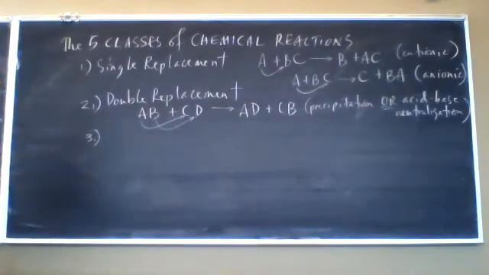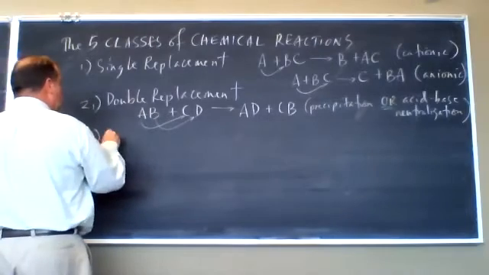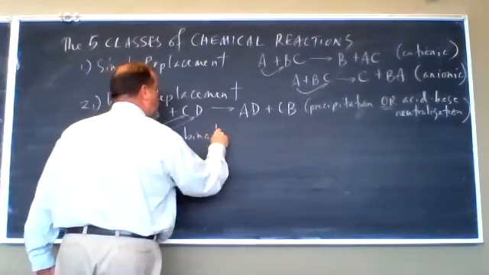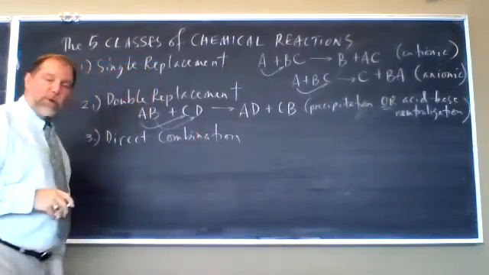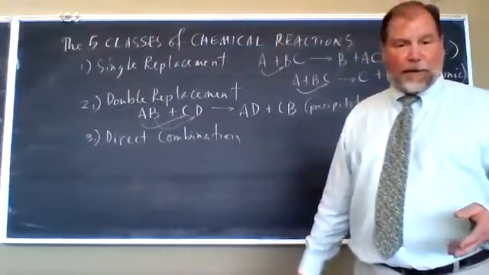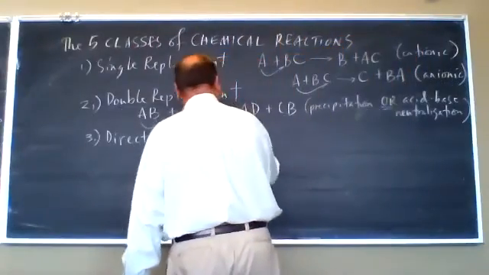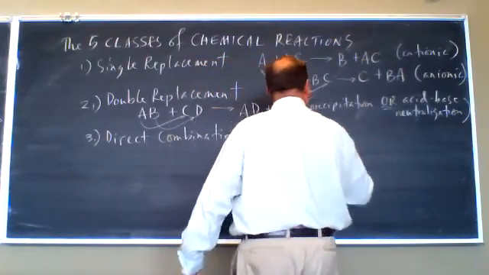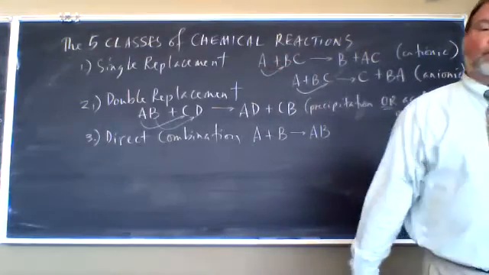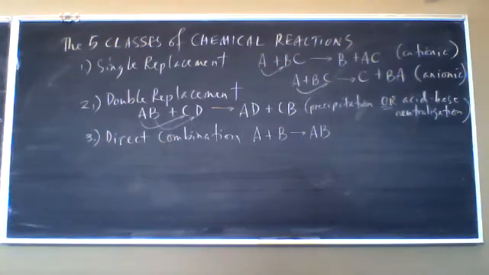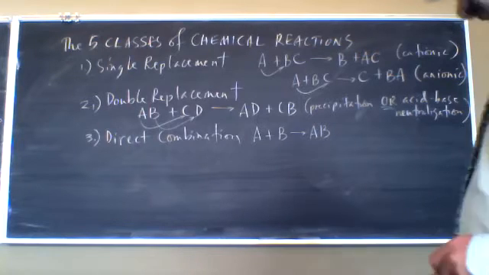Third class is direct combination. In a direct combination reaction, we start off with elements and they combine to form a chemical compound. So we use the example of hydrogen and oxygen combining to form water. We're going to do that again today a little bit later. That is an example of direct combination.